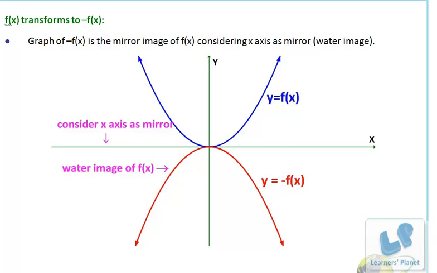Now suppose f(x) is converted to -f(x), that means in that case you have to consider this x-axis as a mirror, and you have to turn it like this. This is like a U, you can say, and this is like an opposite U, or we can say an inverted U, right? This is f(x), this is -f(x), or you can consider this as the water image, right? If you just see this U in the water, you'll be able to see the inverted U, right? So this is the transformation of f(x) to -f(x), right? I'll take some more examples.